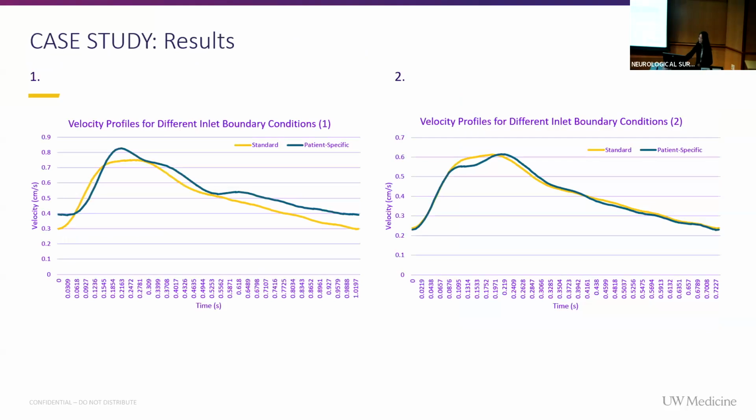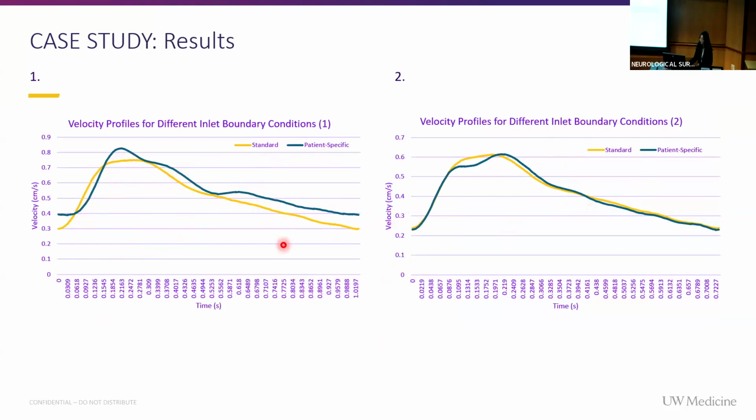So here are the results. These are 2 of the simulations that I ran out of a total of 4. You can see that there is some variation in both of the velocity profiles. Patient-specific is in blue and standardized inlet boundary conditions are in yellow. These don't look very similar, and they're also different at various time points. This is over 1 cardiac cycle.